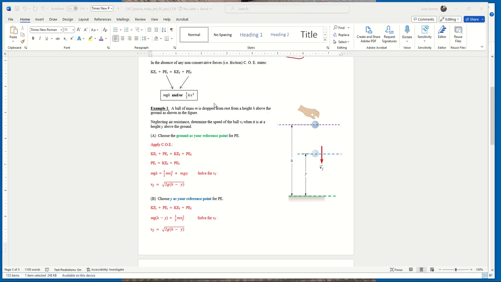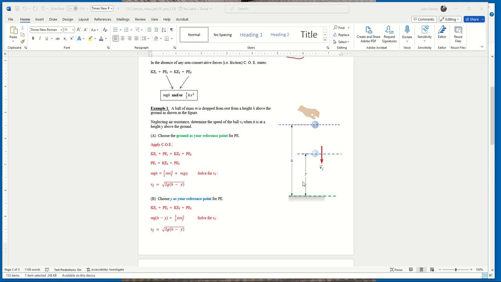Okay, so what we're doing is we're going to solve example 1 three times. Part A, we choose the ground as our reference point, indicated here by the green dotted line. Remember, the reference point is the point that you choose where we say PE is 0. So in part A, the PE is 0 when the object is at the ground.